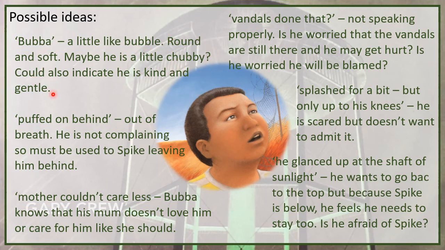He's kind and gentle, because Bubba sounds very much like bubble, doesn't it? And bubbles are delicate. Bubbles can be popped really easily. So we need to be careful when we're with bubbles, and maybe Bubba needs someone to be careful around him. Bubba is not used to complaining because he's puffing on behind, which tells me he's probably used to Spike leaving him behind. He's also out of breath, which maybe tells me he's a little bit unfit.